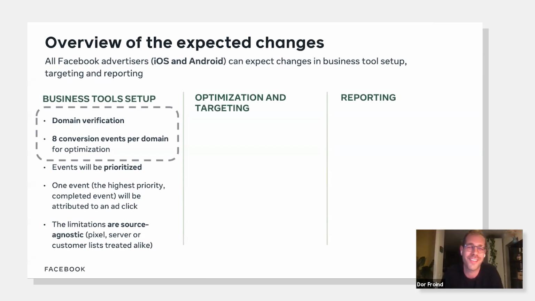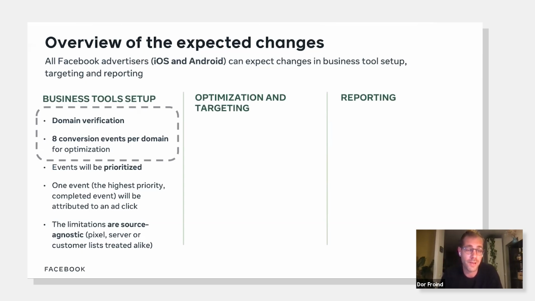Okay, so just recapping on the business tool setup section. Two actions need to be taken by all advertisers, and this will be explained in an elaborated manner by Danny in a second. The first one would be to verify the domain, and then to configure the 8 conversion events for that domain that will be used for optimization. We understand that only 1 event will be passed back according to their priority, and that only 8 events will be available for optimization.